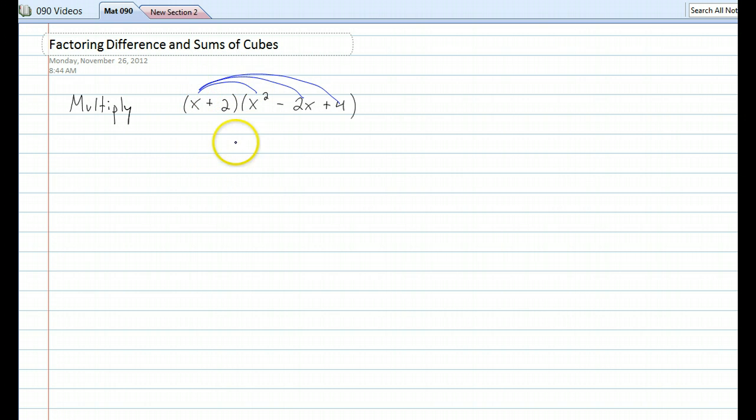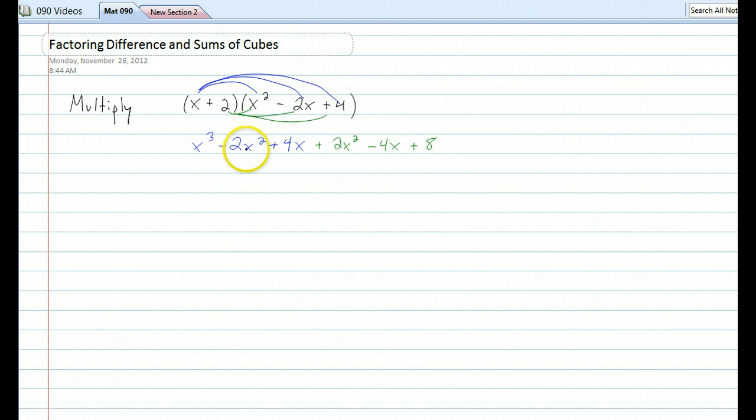We're going to get x times x squared is x cubed. X times negative 2x is negative 2x squared. X times 4 is 4x. If we distribute the 2 through the parentheses, we get plus 2x squared. 2 times negative 2x is a negative 4x, and 2 times 4 is a positive 8.